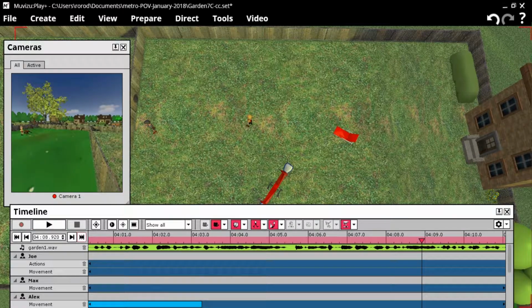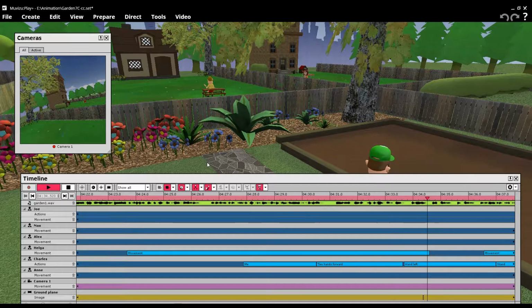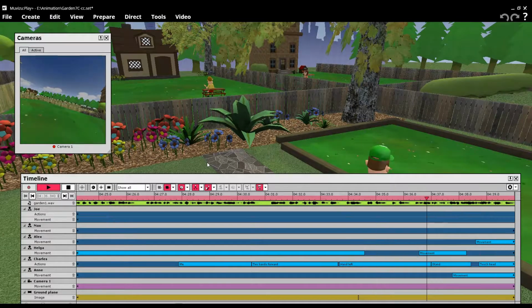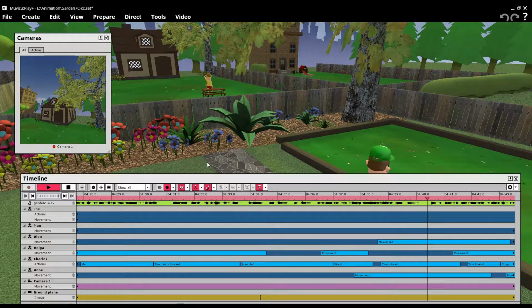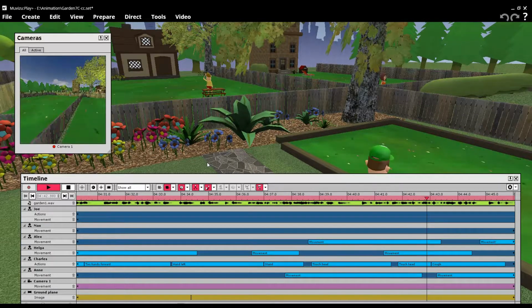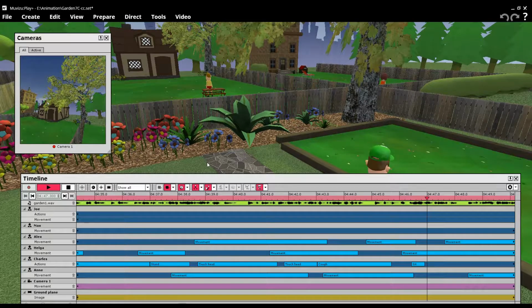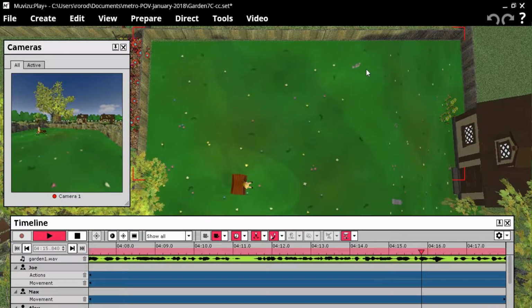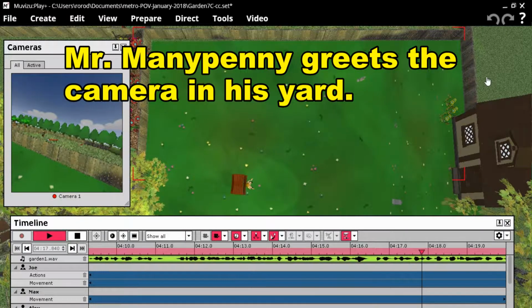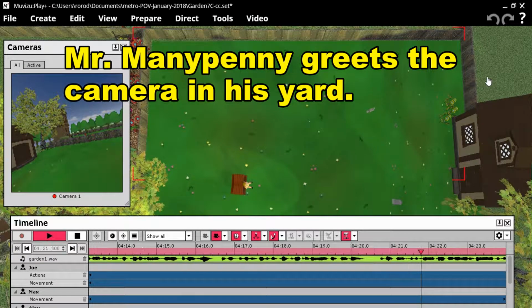And the next yard is Mr. Many Penny's. You can see Mr. Many Penny there sitting on his picnic table. And the camera is passing him there from Albert's point of view. And actually, we have a spotlight on Mr. Many Penny so that he's well lit back there. Okay, this is the overhead view. The camera's coming from top to bottom towards the house there.